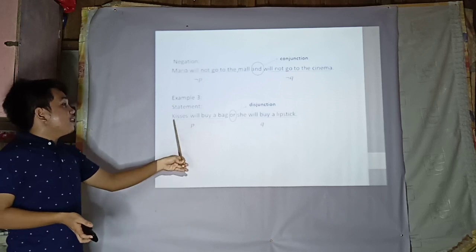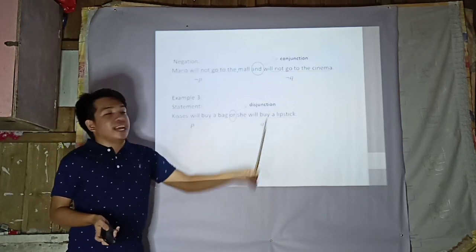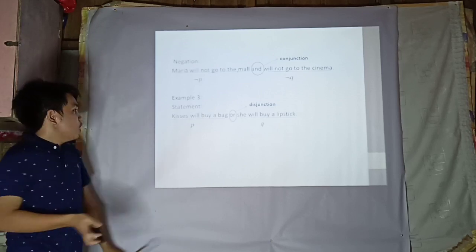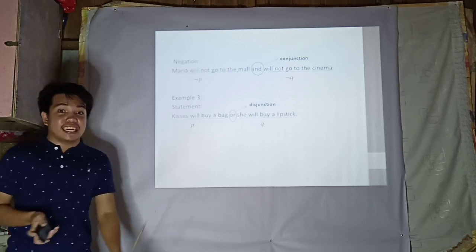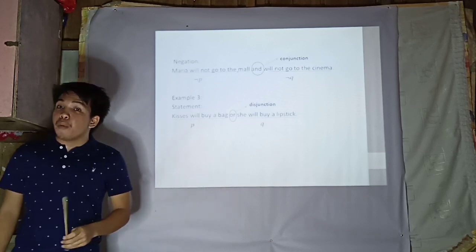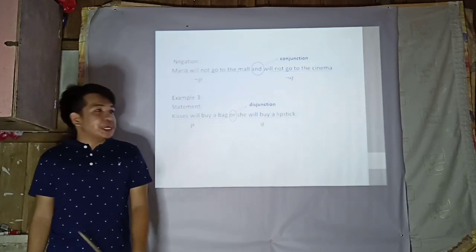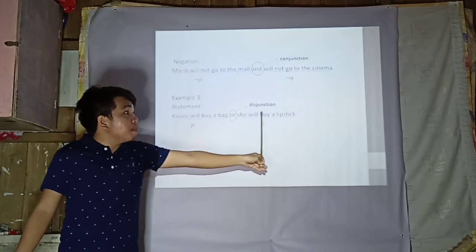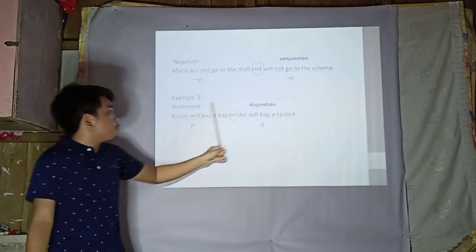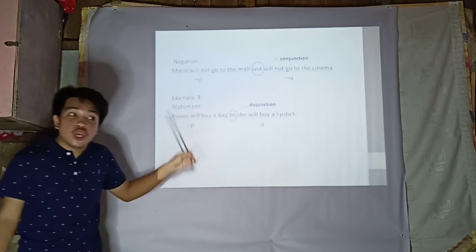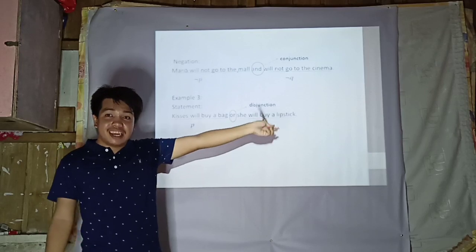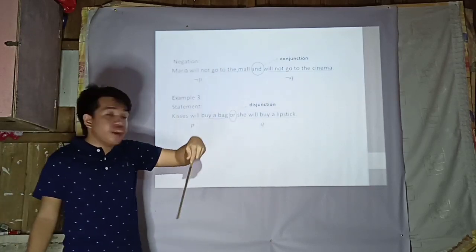Okay, statement. Kisses will buy a bag or she will buy a lipstick. So first, find the statements P and Q. So here, statement P, it is clearly stated, kisses will buy a bag. So that will be our P statement. And the Q statement will be, she will buy a lipstick. So after we find the P and Q statements, then proceed to find the logical operator used in the statement. So here, the logical operator used is disjunction. Then disjunction denotes the word or.